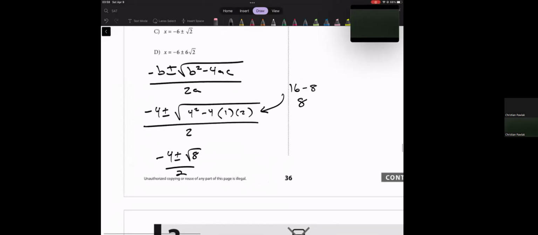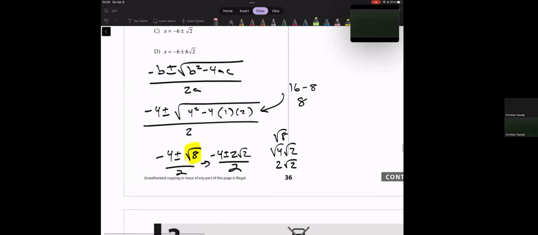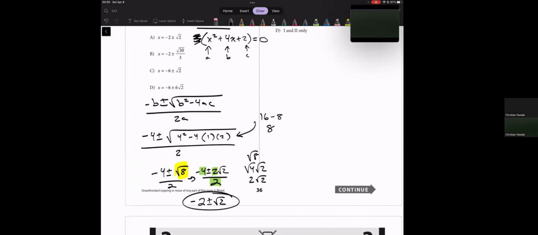So what I can do now is I can actually reduce the square root of 8. What's the square root of 8? Square root of 8 can be broken up into root 4 root 2. So that's 2 root 2. So this turns into negative 4 plus or minus 2 root 2 over 2. And how do those three things reduce? You can take a 2 out of both of them. So I'm left with negative 2 plus or minus root 2. And I believe that is answer A.